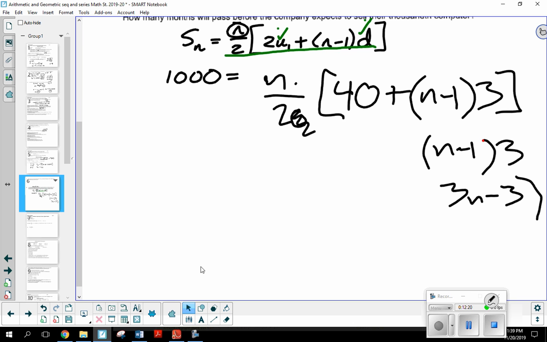You see what I mean? So the open bracket, we'll put that right here, and then we'll put the 40 plus. Because you distributed, 40 plus that 3n minus 3. There we go. Let's put that in brackets. Now, what do I still have on the outside? The 2. Okay, n divided by 2. So the n divided by 2 is in the front of the bracket, and the whole thing should equal, okay, good. And what should it equal? It equals 1,000.